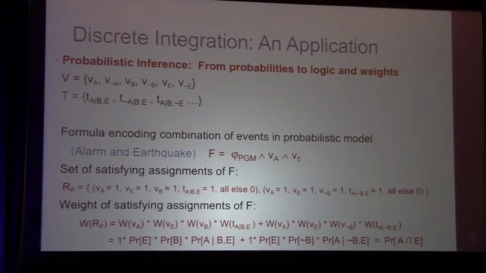And then we also had some relations saying that if A and B, that is VA and VB, are true, then the variable corresponding to this entry must be true, and so on. And so there are exactly two satisfying assignments for this formula. And note that they exactly correspond to the two different ways that alarm and earthquake can happen, given the dependencies in the probabilistic graphical model. Right? Alarm, earthquake and burglary, or alarm, earthquake and no burglary.